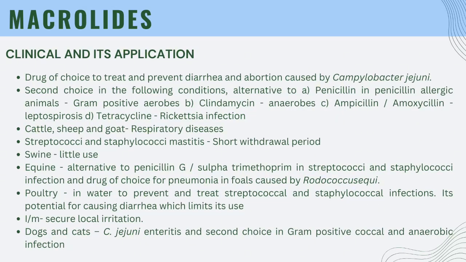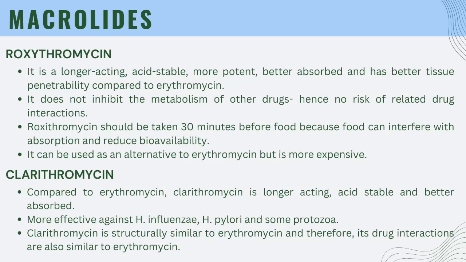It is the drug of choice to treat and prevent diarrhea and abortion caused by Campylobacter jejuni. It is also used for penicillin-allergic animals and many more. Both roxithromycin and clarithromycin are longer-acting, acid-stable, and better absorbed compared to erythromycin. Roxithromycin should be taken 30 minutes before food intake since food can affect its absorption and bioavailability, while clarithromycin has a lot more similarity to erythromycin.